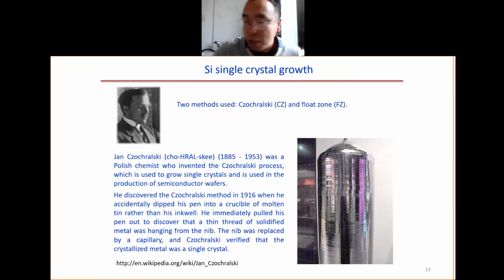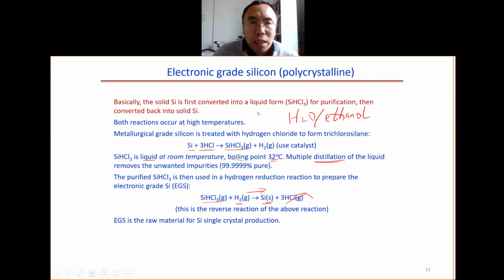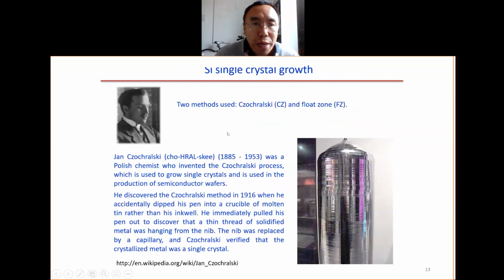So now we have the very pure silicon, but this one is polycrystalline. So we want to make single crystal silicon. We have two ways to make single crystal silicon. One is called the Czochralski, the other one is called the float zone. This is CZ, and the other one is the float zone, FZ.